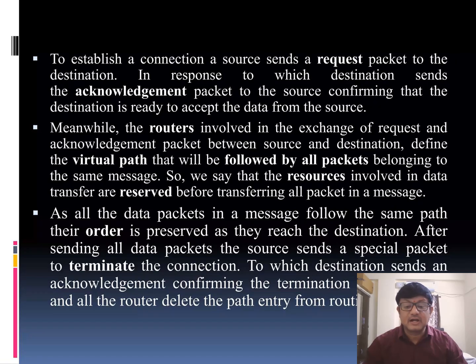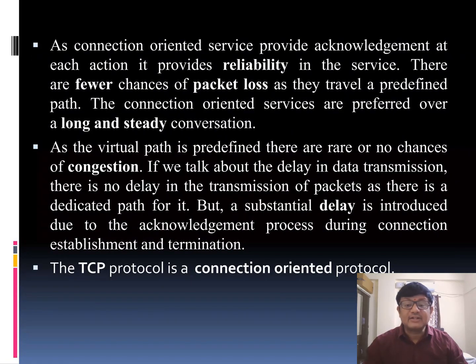After sending all data packets, the source sends a special packet to terminate the connection, to which the destination sends an acknowledgement confirming the termination, and all the routers delete the path entry from routing. As connection-oriented service provides acknowledgement at each action, it provides reliability in the service. There are fewer chances of packet loss as they travel a predefined path.